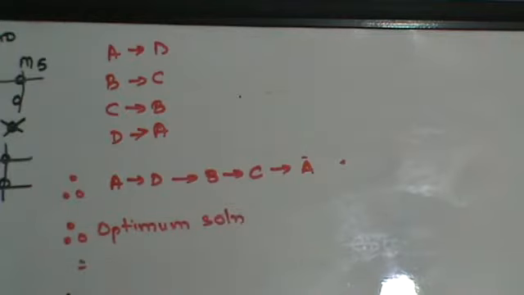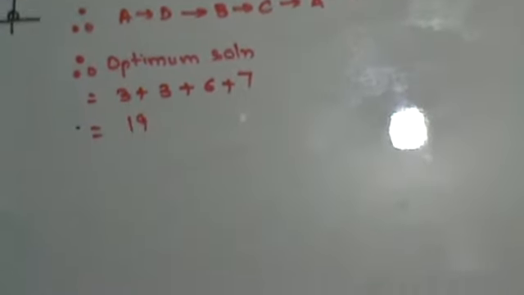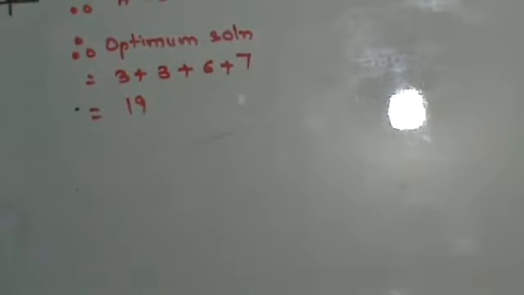Therefore, I can say that the optimum solution is A corresponds to D. A corresponds to D means 3. D corresponds to B, that is again 3. B corresponds to C is 6. And C corresponds to A is going to be 7. So 3, 6, 12, 19. So the distance that the salesman has to cover, or the amount that the salesman has to pay, is 19 rupees. Fine, do we get this thing clear?